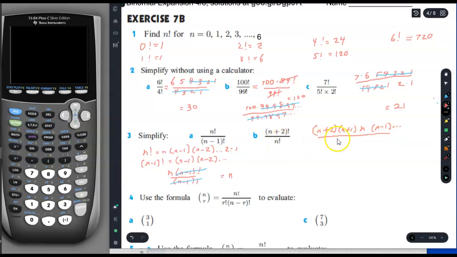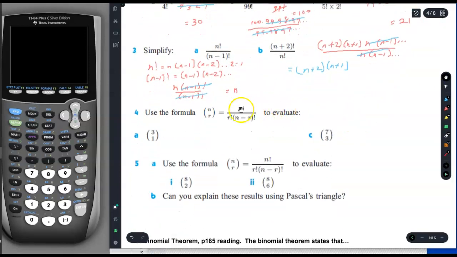So that's why you end up with that. On the bottom, we have n factorial, and n factorial, remember, the biggest number is n, and then it's multiplied times 1 smaller, and so on all the way to 1. Oh, now look, I can cancel this out, I can cancel this out, and I'm left with n plus 2 times n plus 1, and that's it. That's the answer. Okay.